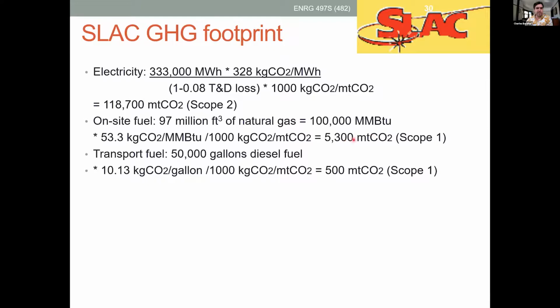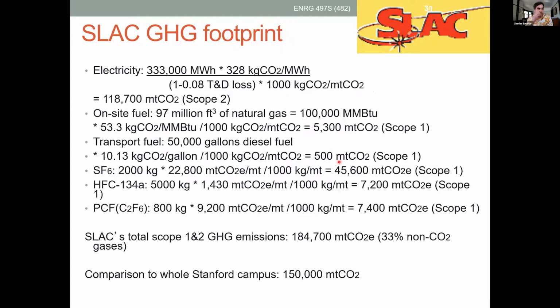There's 5,300 metric tons of CO2 from natural gas combustion, and then 500 metric tons of CO2 from burning diesel fuel in all those trucks. So again, it's the amount of fuel used, 10.3 kilograms of CO2 per gallon, multiplied by those 50,000 gallons, converting to metric tons, and that's where that 500 comes from. All right, so here is scope 2, here is scope 1.